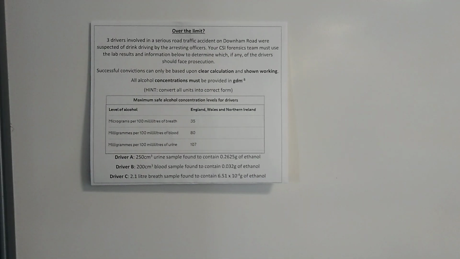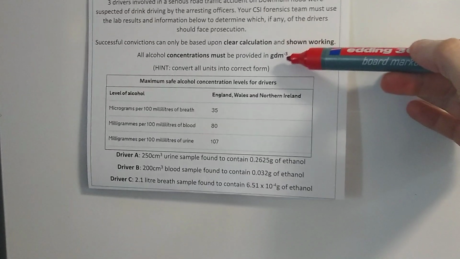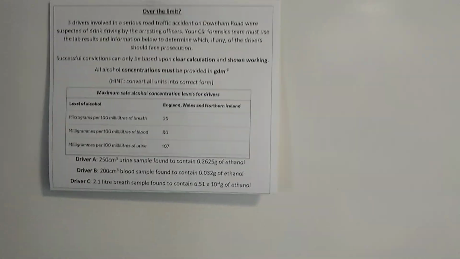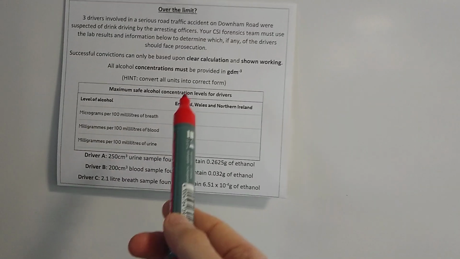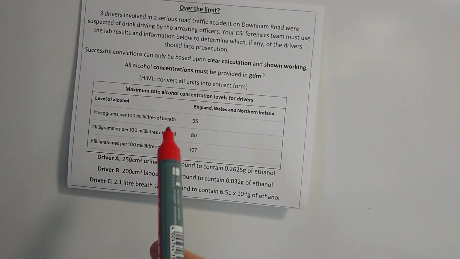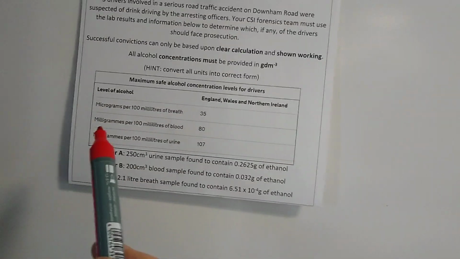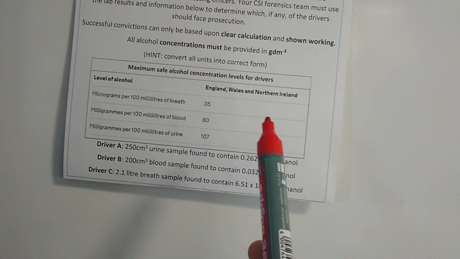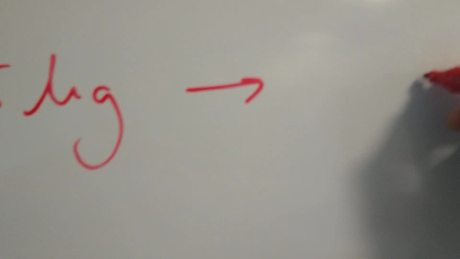Okay, so if we want to know if people are over the limit, first of all we need to know what the limit is. We need to establish that in our given unit here, grams per decimeter cubed. So we need to convert all of the masses here for the different limits, one for breath, one for blood, one for urine. We'll do breath first. So we need to convert 35 micrograms into grams. Okay, so let's put that down first of all. So 35 micrograms going into grams. Okay, so how do we do that?